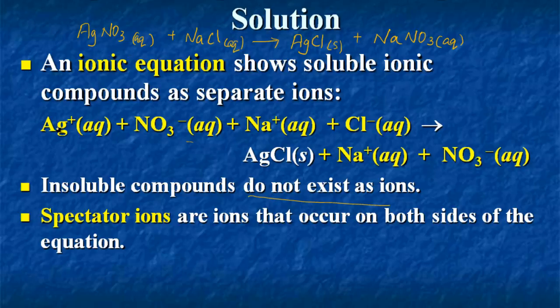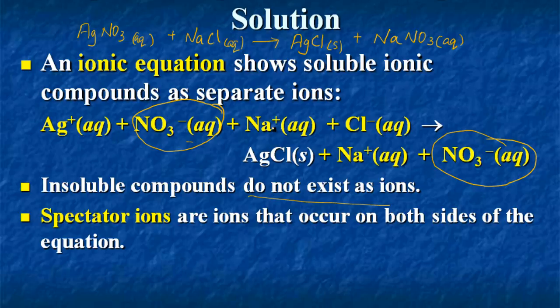Here I see Ag plus aqueous. That's what I want to see on the right side. Do I have one of those on the right side? I do not. So Ag plus is not a spectator ion. Next one, NO3 minus aqueous. Do I have NO3 minus aqueous exactly as it is on the right side? Yes, I do. So this is a spectator ion. Here it is. This is a set of spectator ions.